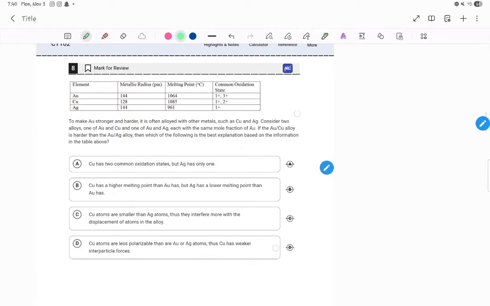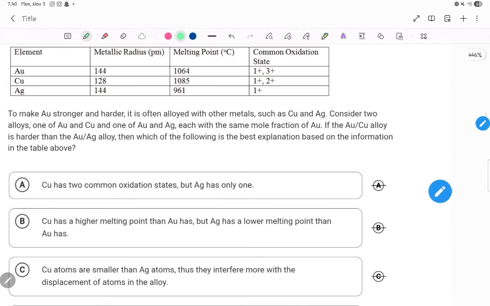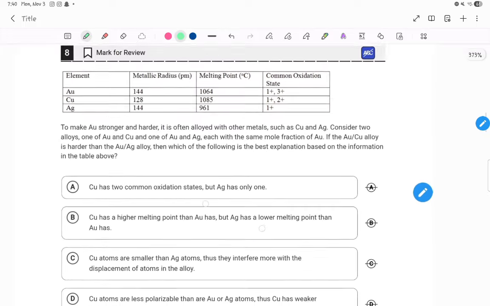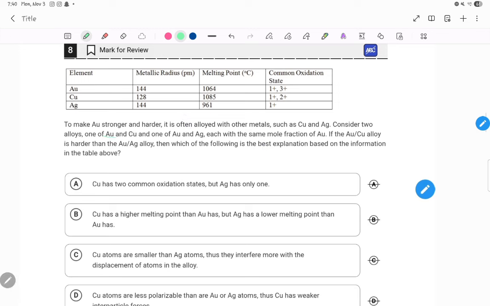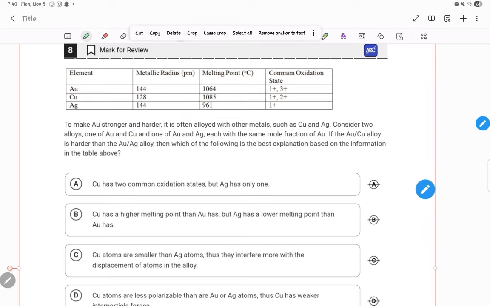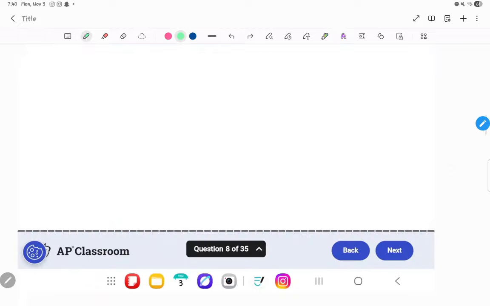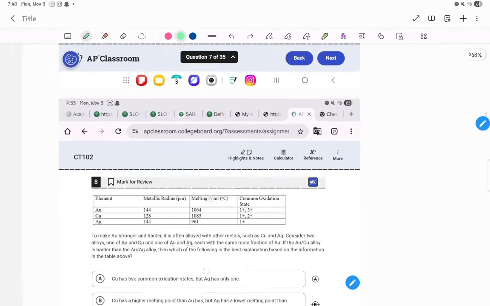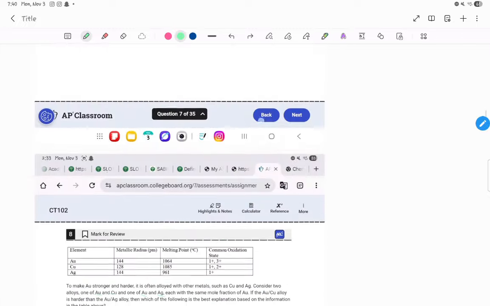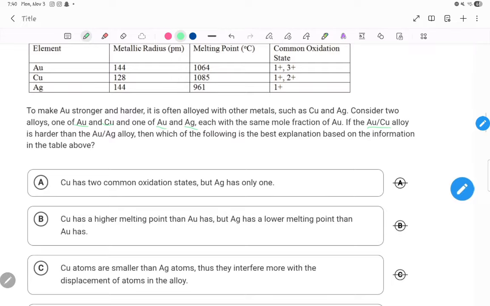For this one over here, they told us that to make Au stronger and harder, it's often alloyed with other metals such as Cu and Ag. Consider two alloys, one of Au, Cu and one of Au, Ag. They told us if the AuCu alloy is harder than the AuAg alloy, which of the following is the best explanation?